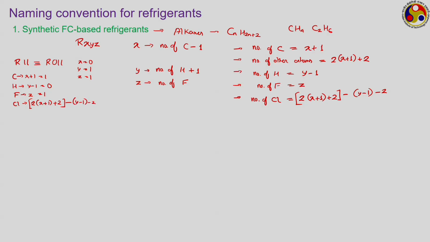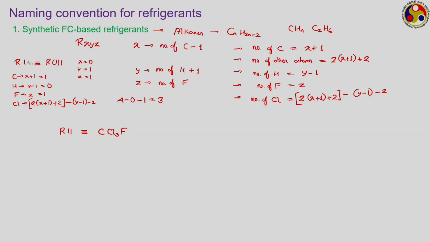So from there you can calculate, or we can calculate directly, as there is just one carbon atom. From the 2n plus 2 we can easily calculate the total number of other atoms, which is 4. Out of this there is no hydrogen, there is 1 fluorine, so there will be 3 chlorine. Then what will be the molecular structure of R11? R11 will be equivalent to CCl3F, that is trichlorofluoromethane. That is the standard or scientific name of R11.